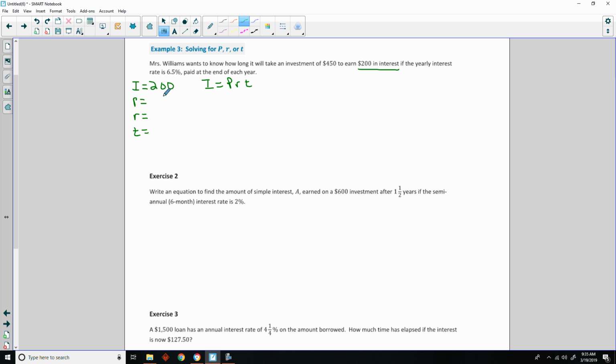Rate is 6.5%, which is 0.065. That's rate. She wants to know how long it will take an investment of $450. That's our principal. She wants to know how long it will take. Time is what we're trying to solve for here. Substitute in our givens. I is 200. P is 450. R is 0.065. And we don't know what T is.